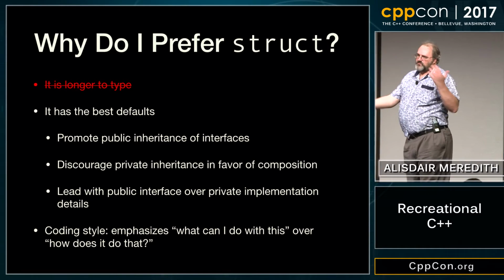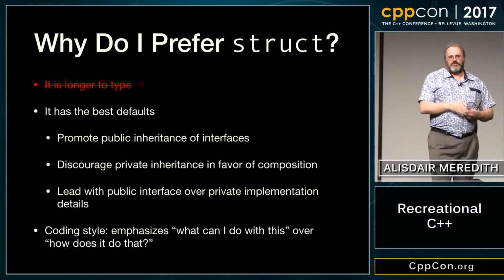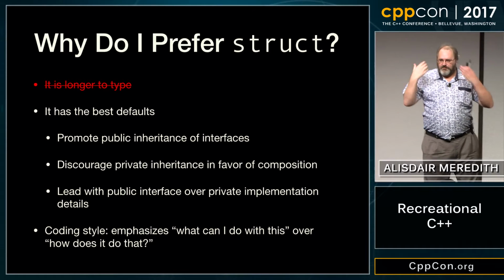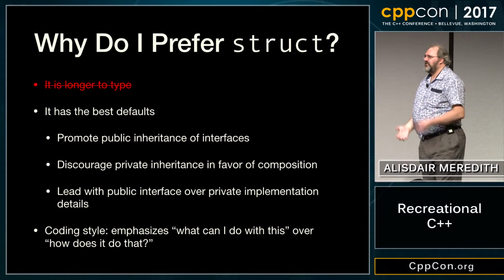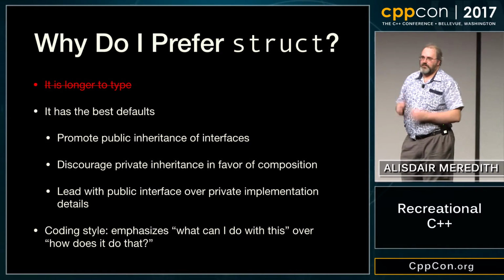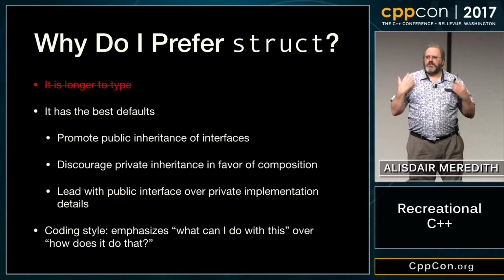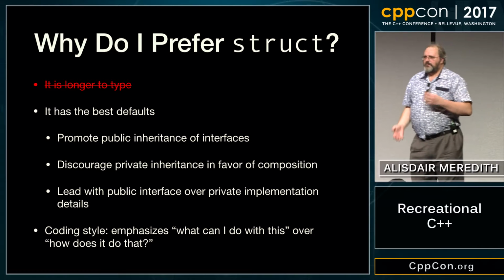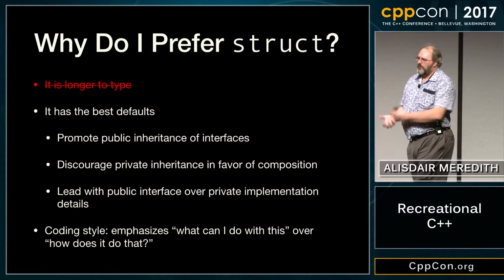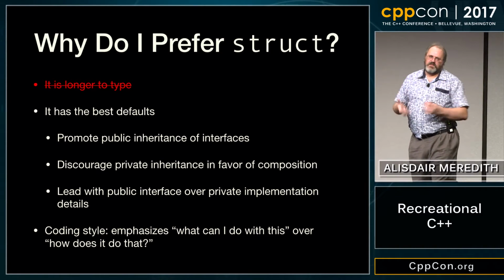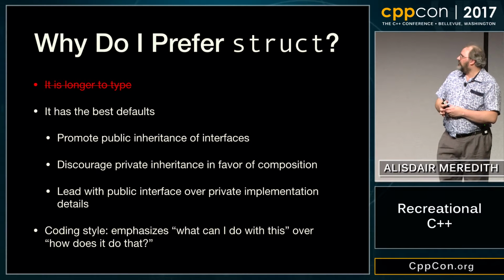Struct, especially when you come to struct and class, struct has the right defaults because it's going to default to public inheritance, and public inheritance is the right kind of inheritance. I'm inheriting an interface. If I'm using private inheritance, I'm inheriting implementation details, and they're much better encapsulated and hidden using composition. Private inheritance should really be a rarity, and it shouldn't be our default.